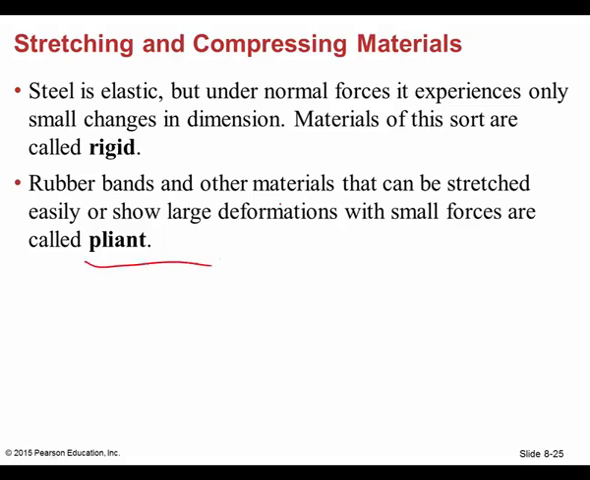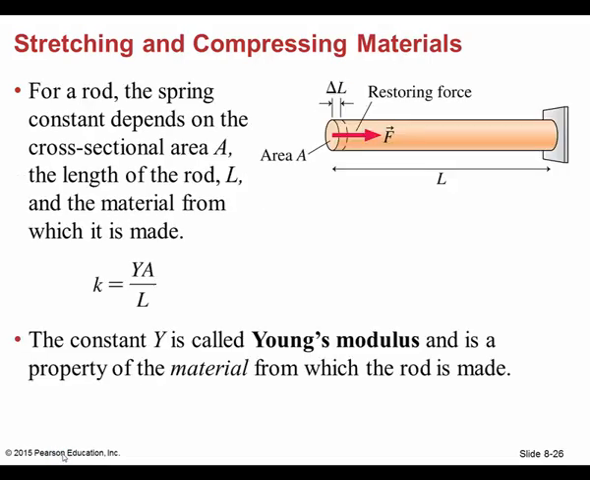Because rubber bands and some other metals are a lot more elastic in nature than steel, or cast iron. So if we're going to be carrying a heavy load, we're going to need some rigidity there. Okay, so we can calculate the actual spring constant, the stretching constant of a rod with this equation here.